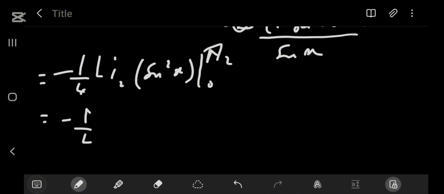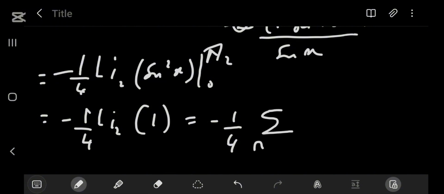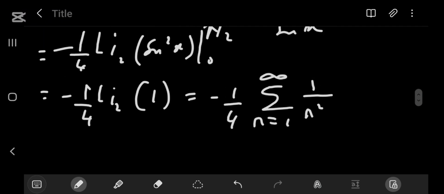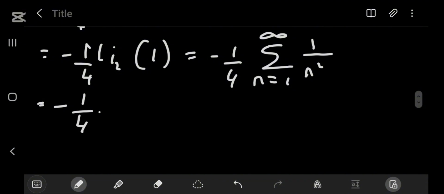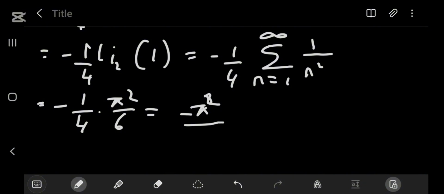So now if we plug those values there, we'll get Li2 of sine pi by 2, which is actually Li2 of 1. We know that Li2 of 1 is sigma n from 1 to infinity of 1 over n square, which we usually say as zeta of 2, which is pi square over 6. So we are finally left with the answer for I3 is minus pi square over 24.